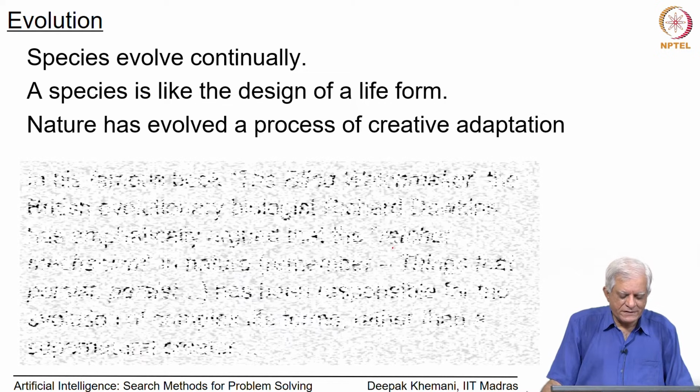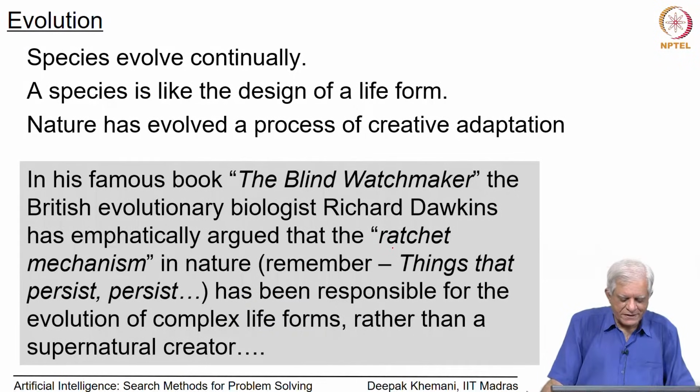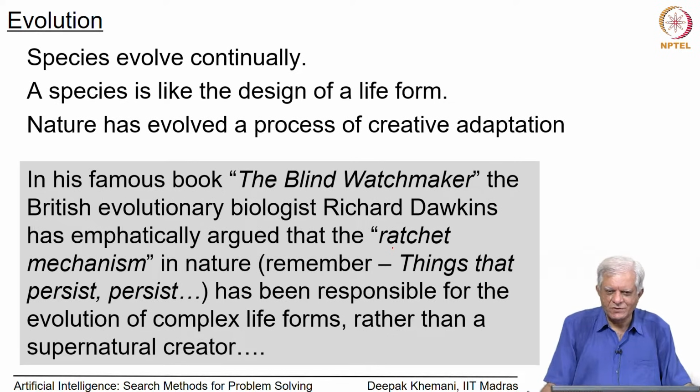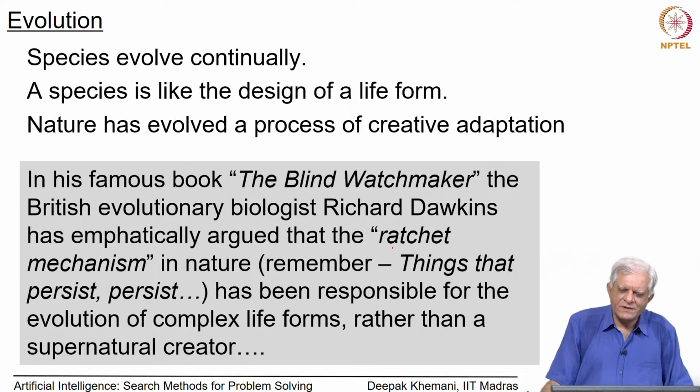Now, in his famous book, the British evolutionary biologist Richard Dawkins, the book is called The Blind Watchmaker, emphatically argues that there is a ratchet mechanism which is built into nature. And this is what Steve Grand also said, if you remember: things that persist, persist; things that don't, don't. So, the moment through some process, either through the intermixing of genes or through mutation, a better design comes into being, then nature simply keeps selecting it, and that survives essentially.